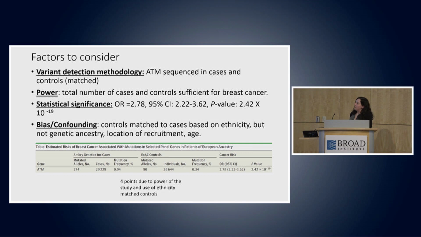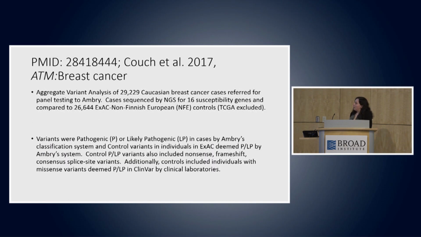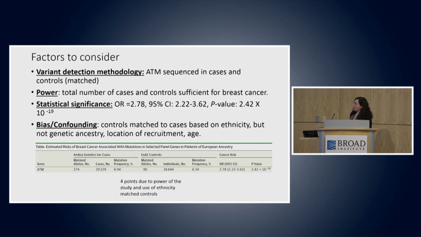And so you want to look at variant detection methodology. ATM was sequenced in cases and controls, so that was matched. How was the power? The total number of cases and controls was about 30,000 for the one and 27,000 for the other, so that's pretty adequately powered there. Did they evaluate the statistical significance and what did they use? So there was an odds ratio calculated and it was above 2, which was their cutoff for cancer group. And the p-value was very statistically significant. The confidence interval didn't cross 1.